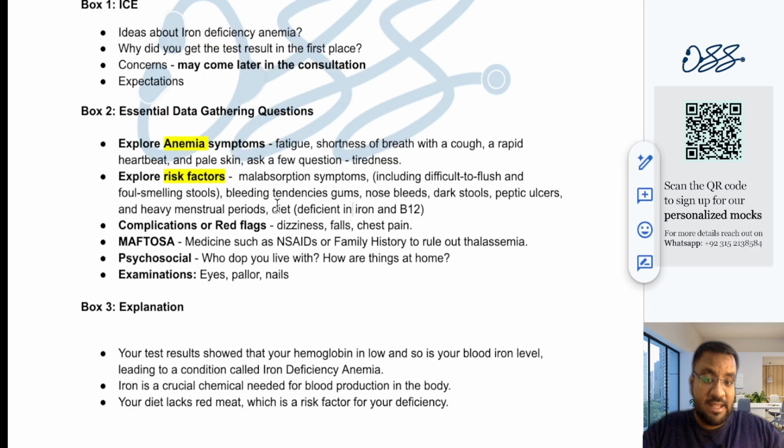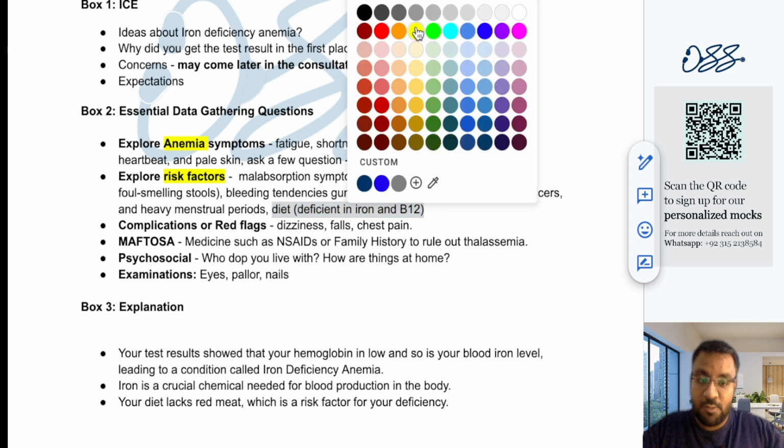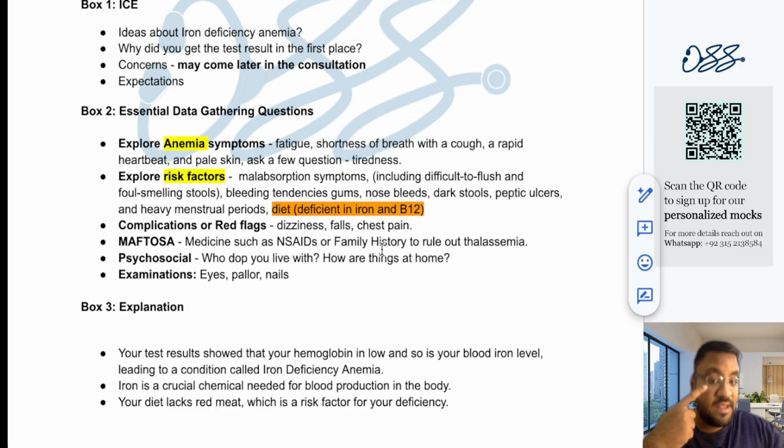But most importantly, in this particular case, would be the diet. Can you please run me through your diet? Can you please tell me more about your eating habits? What do you eat? So diet is particularly very important. If somebody is saying that they are on a vegan diet, then it's very likely that they will develop anemia, if their diet is not iron rich.